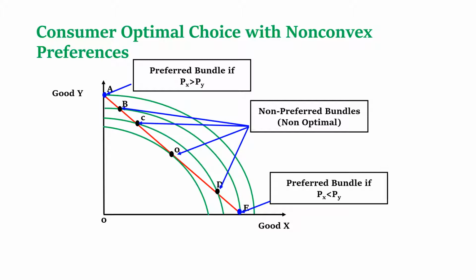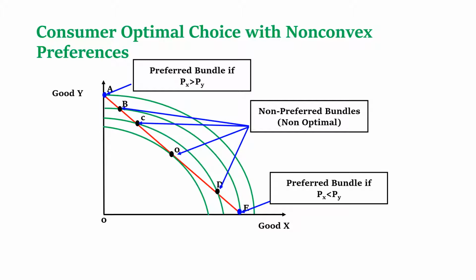So if A is the optimal point or optimal solution to the consumer's problem, then we say the price of good X is greater than the price of good Y. The consumer can easily substitute between good Y and good X. So he is better off buying good Y because the price is lower than good X. That is why he's going to spend all his income on good Y and none of X, if the price of good X is higher than the price of good Y.